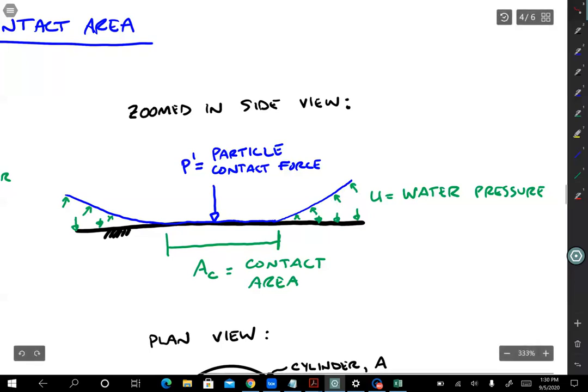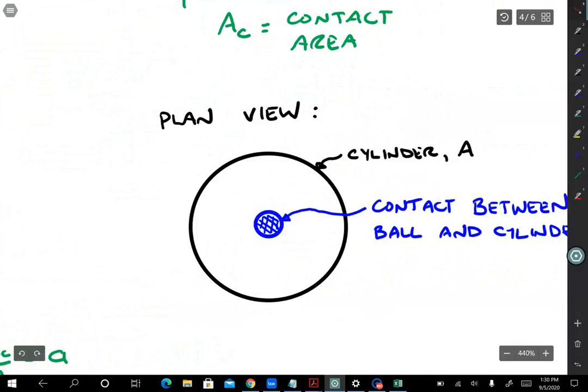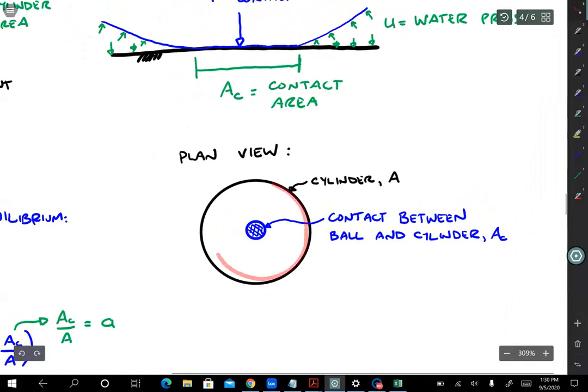Okay, and then there's a particle contact force, right? The ball is pushing down on the bottom of the cylinder, and that contact force is P prime. So we have all the variables defined. Oh, and then this is a plan view. So if you look from the top down, right, this is the cylinder, and the ball just barely fits inside of the cylinder. And then this little blue circle there is where the ball is resting on the bottom of the cylinder and is forming a contact with the cylinder. Otherwise, in the other annular space right there, the cylinder is in contact with water, not with the ball. So the cylinder cross-sectional area is A, and this one cross-sectional area is A sub C.